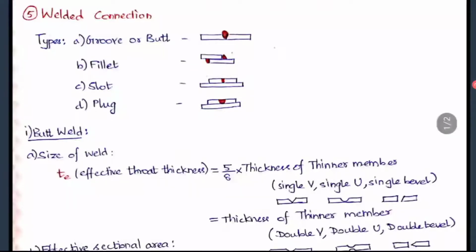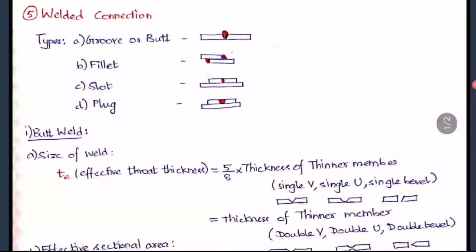Now we will see some of the types of the welded connection. The first one is the groove or butt connection, then fillet and slot, and the last one is plug. The first, groove or butt, is just a groove, a hole-like thing is entered and the weld is filled there. The next, the fillet method, looks like a lap connection and the welds are given at one point and another point between the two plates.